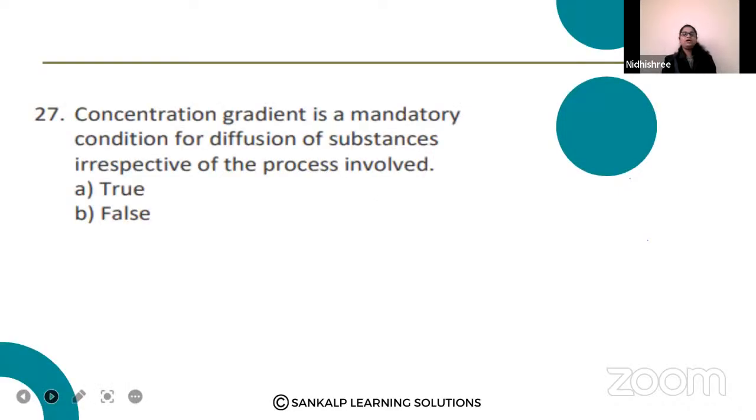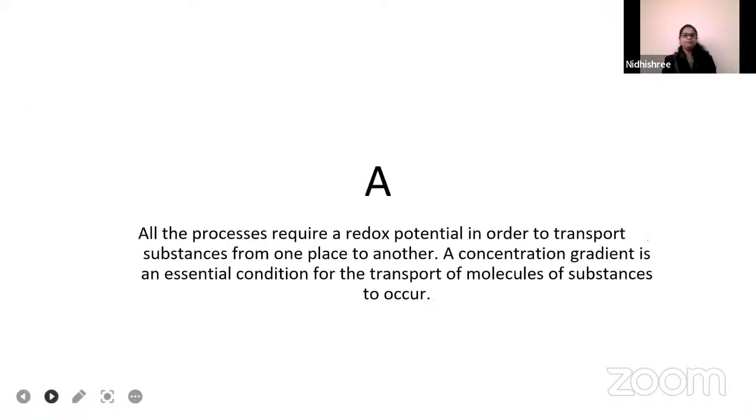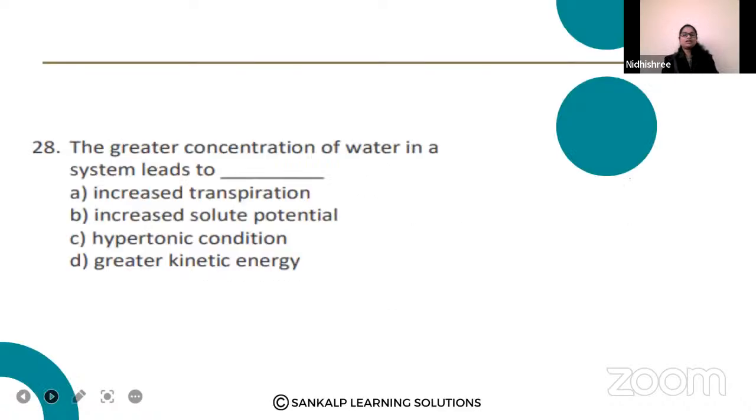27th question. Concentration gradient is a mandatory condition of diffusion irrespective... Okay, this we already discussed. The greater concentration of water in a system leads to greater concentration of water. When it increases in the system, what happens to the water concentration? Increased transpiration, increased solute potential, hypertonic solution, greater kinetic energy. Think over it and then answer, guys.